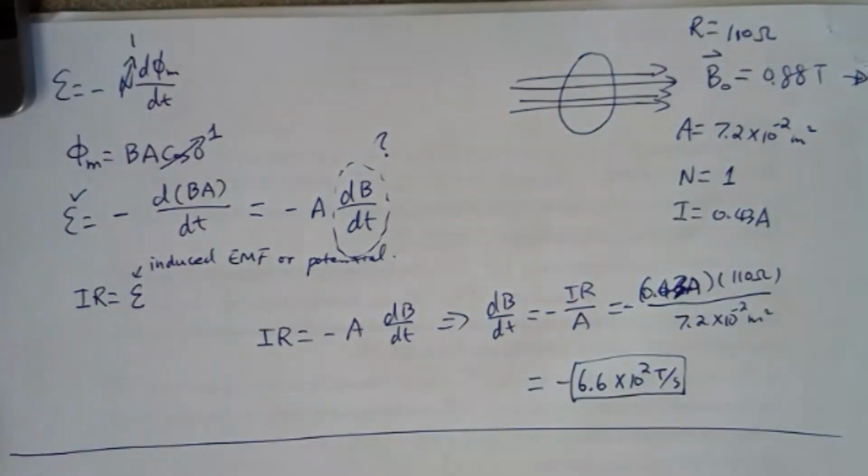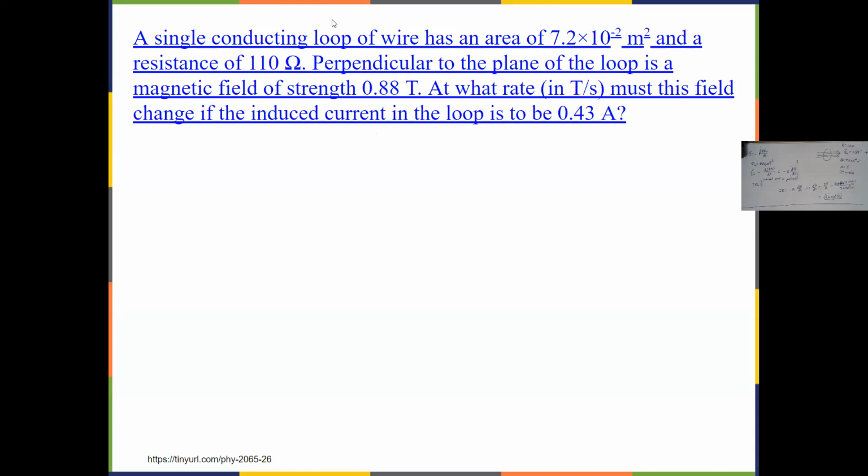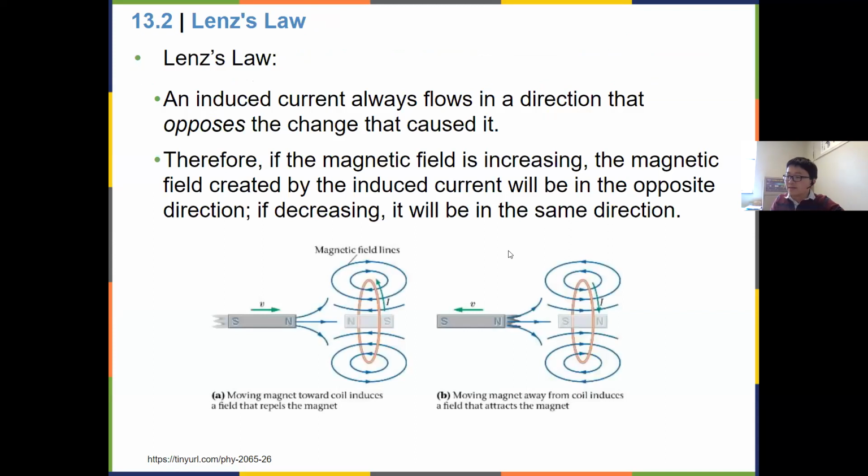Let's go back to the slide. All right, so now let's take a look at the minus sign in Faraday's law, the induced EMF equals minus n derivative of phi over dt. The minus sign comes from Lenz's law, which says an induced current always flows in a direction that opposes the change that caused it. So what does that mean?